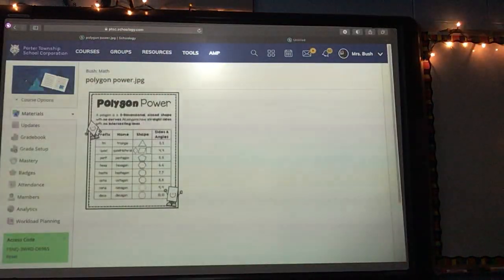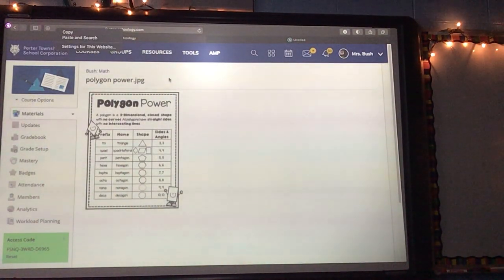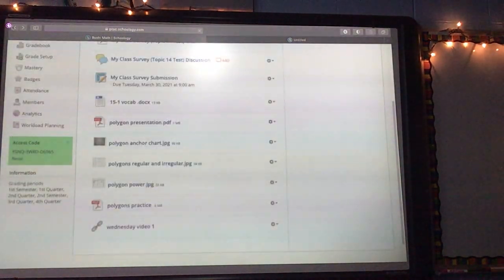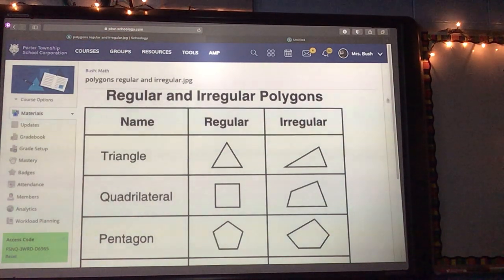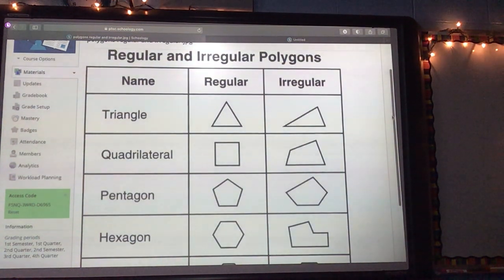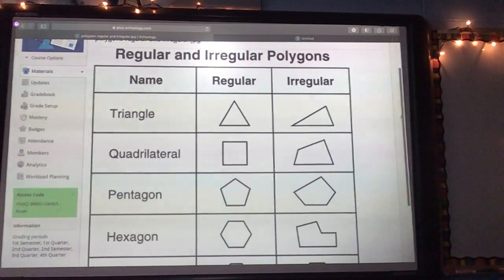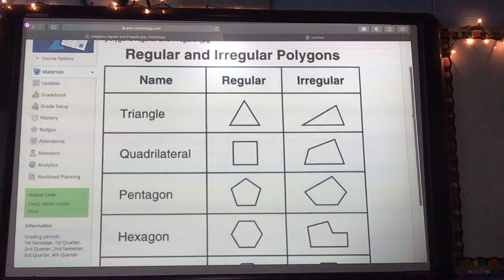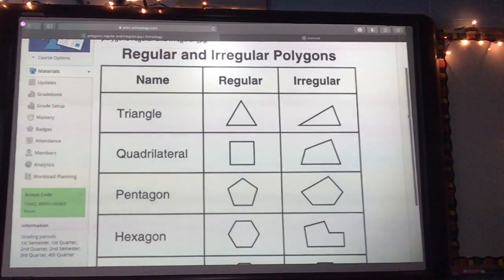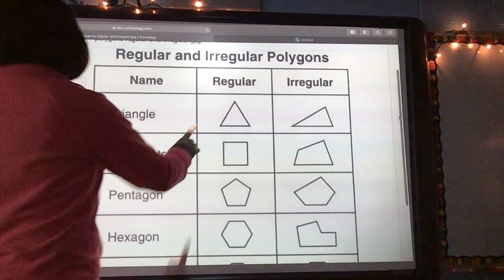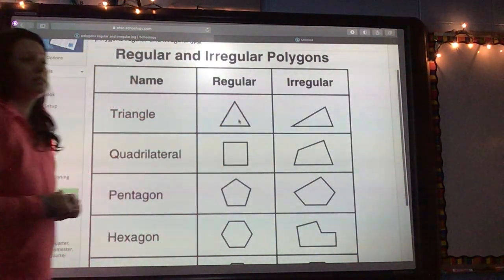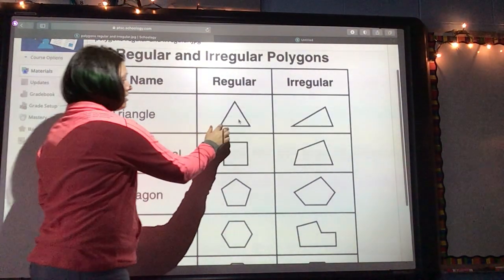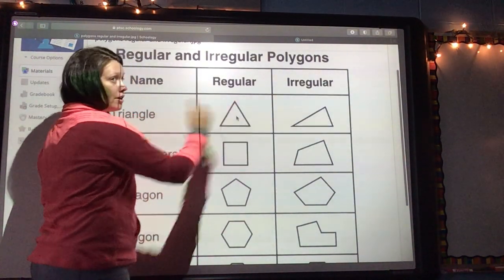All right, back to Schoology we go. And the last help sheet I have for you is polygons, regular and irregular. Remember, a polygon has to have at least 3 sides and angles, but a regular polygon is going to be one where the sides and the angles are the same. They are equal. For example, in this triangle, if you look at side 1, 2, 3, they are all the same length. If you look at their angles, they are all the same angle.